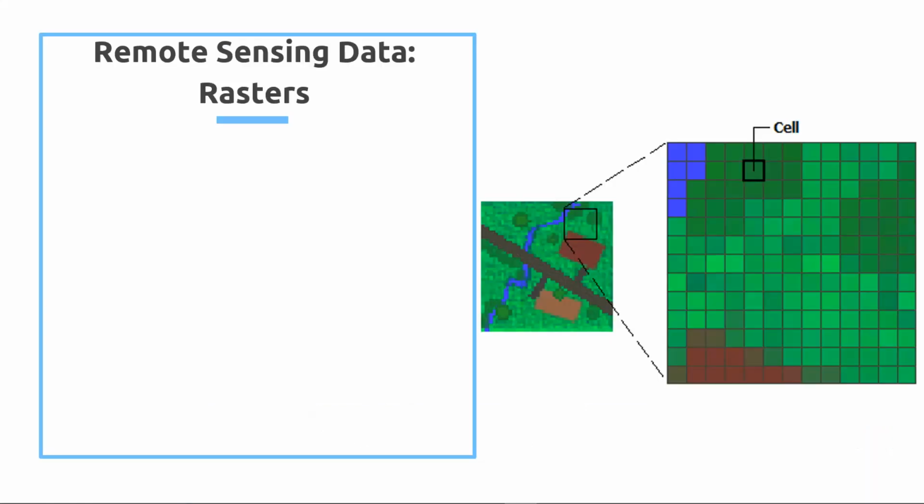And then we've got a specific type of data that comes from remote sensing. So what was the data that we talked about last week in regard to GIS? What type of data do we typically work with? Don't overthink it.